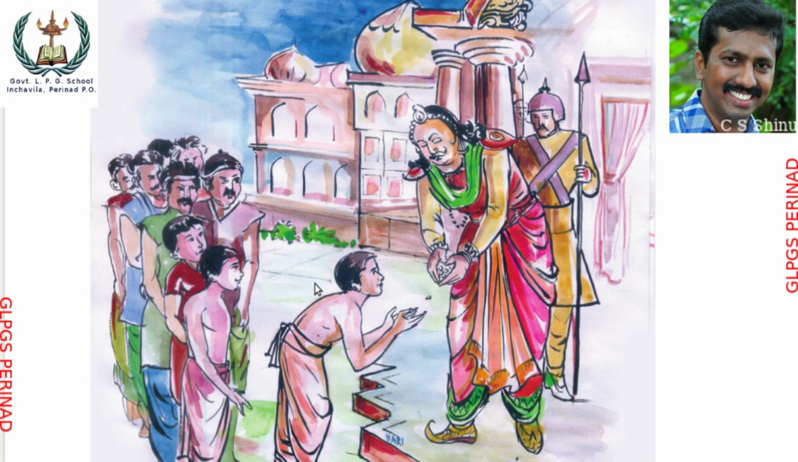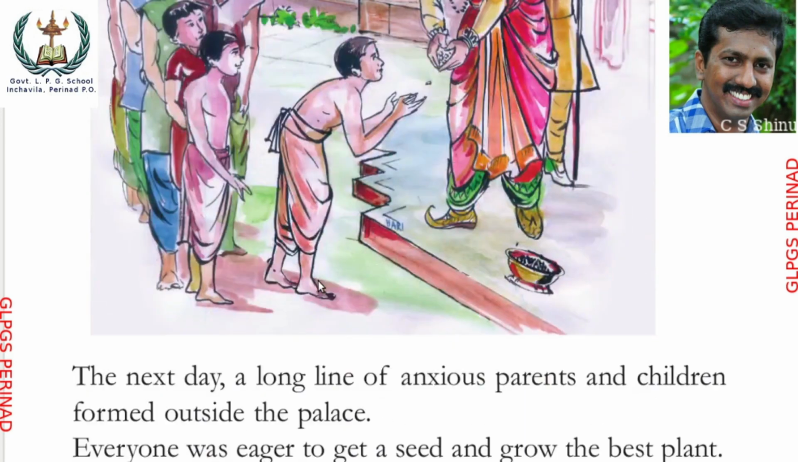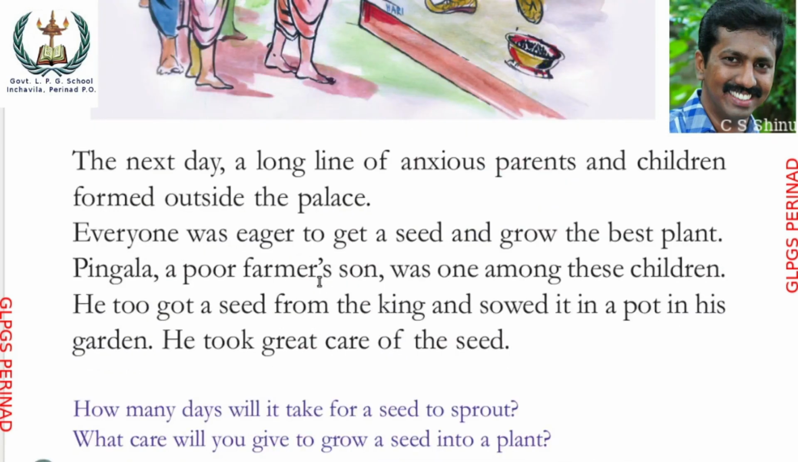Everybody is very happy also because the task that the king gave is very easy, to grow a plant, and they get 3 months for it. So in that picture we can see the king giving seeds to the children. Now we can go to the passage. Look here. In the passage, I will read the passage. Listen carefully.